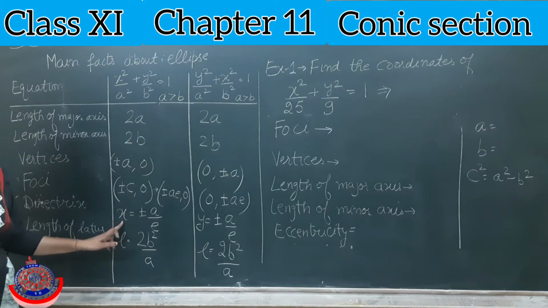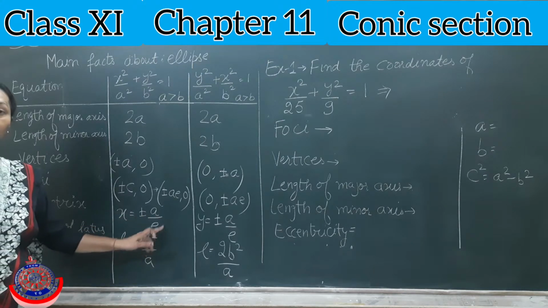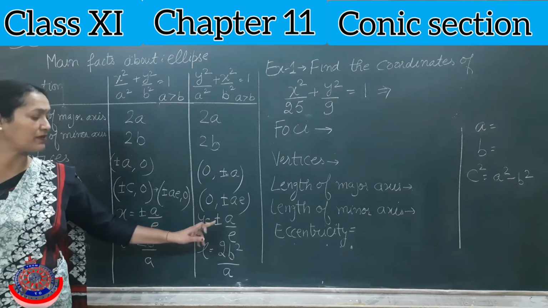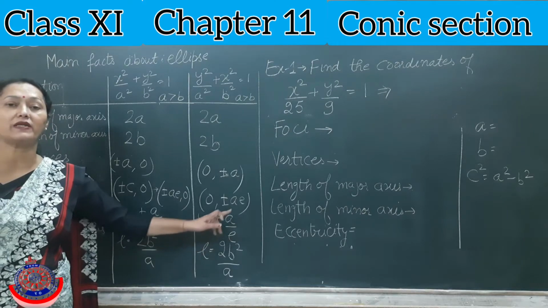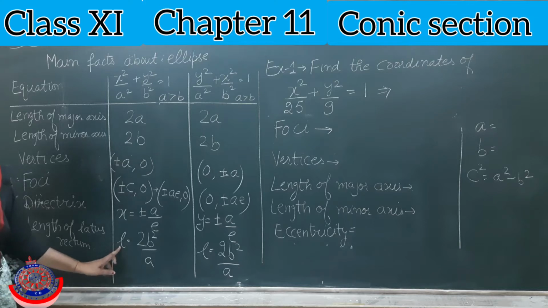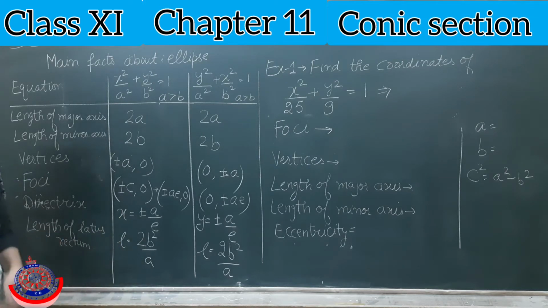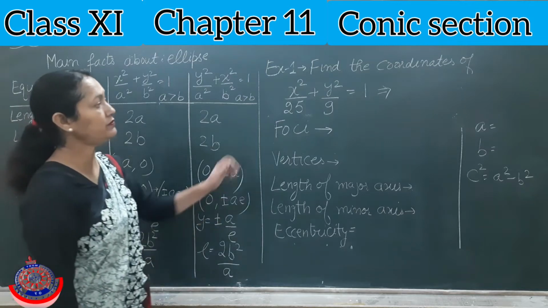Directrix, equation of directrix can be written as x equals to plus minus a upon e. And here equation of directrix can be written as y is equal to plus minus a upon e. And length of latus rectum we have studied, it is double of b square upon a. Let us start with first example.